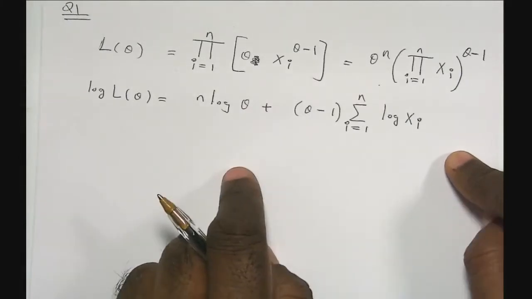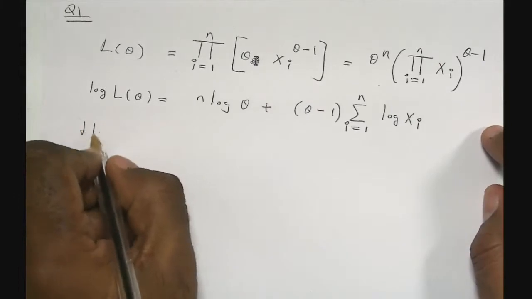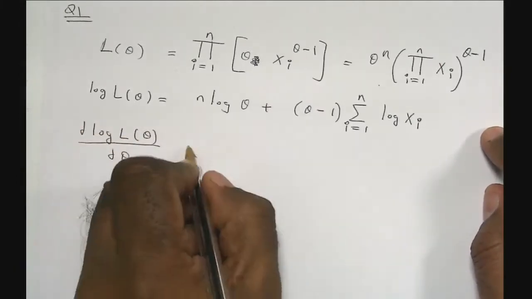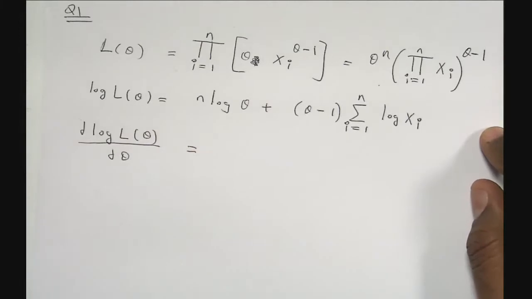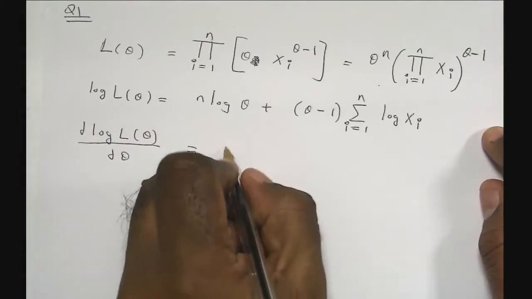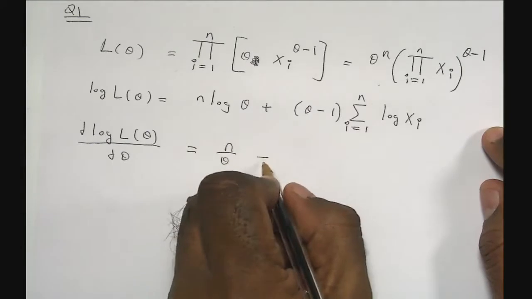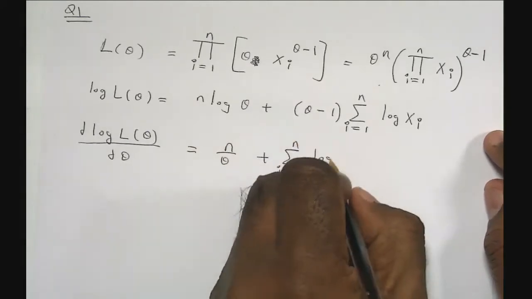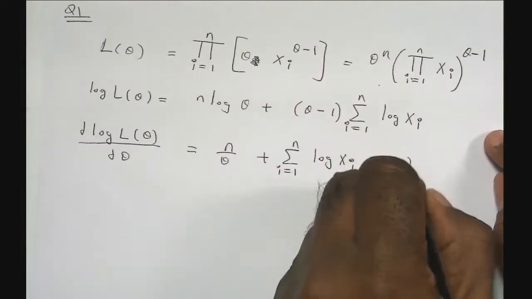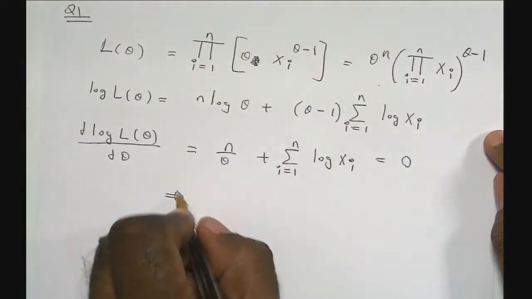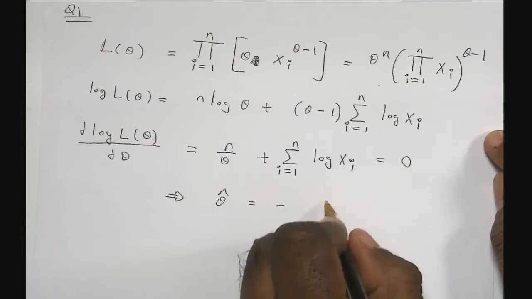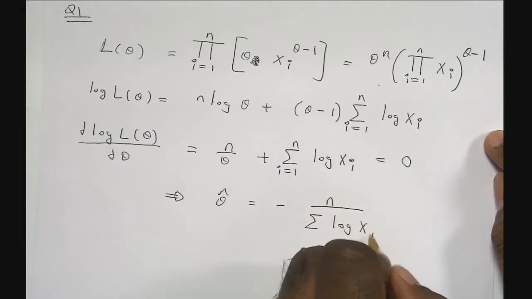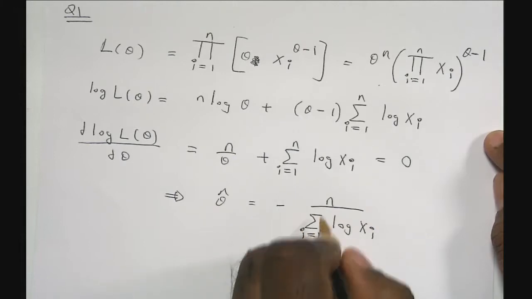It's too easy, right? Now the next step is to take the derivative with respect to theta. There's no partial derivative here because there's only one parameter, right? So this is the derivative with respect to theta, and set this to 0, solve for theta, you get theta hat equal to minus n over this. This is the solution for theta.